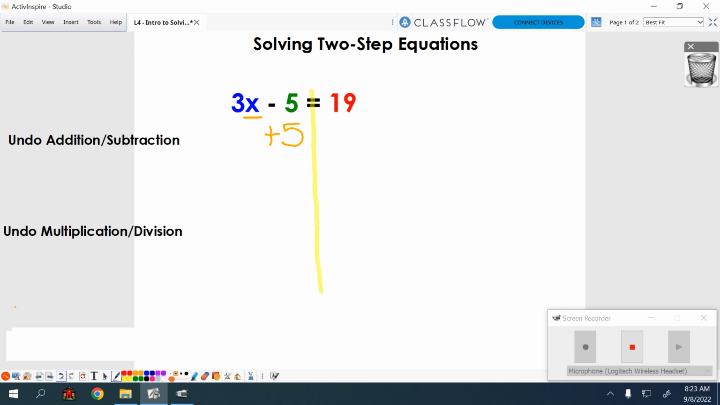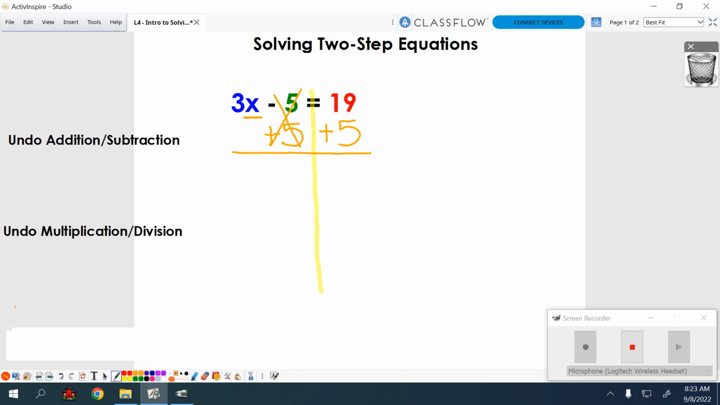So if you look, if I have negative 5 plus 5, that equals 0. And so these two numbers are going to cancel out. They're going to undo each other. But I can't undo the subtraction on one side of my problem without doing the same thing on the other side of my equal sign, because that's what keeps it balanced.